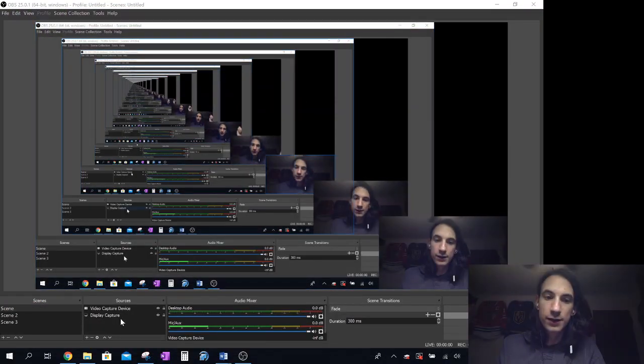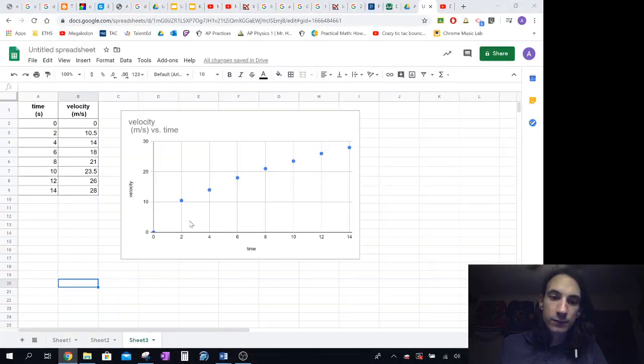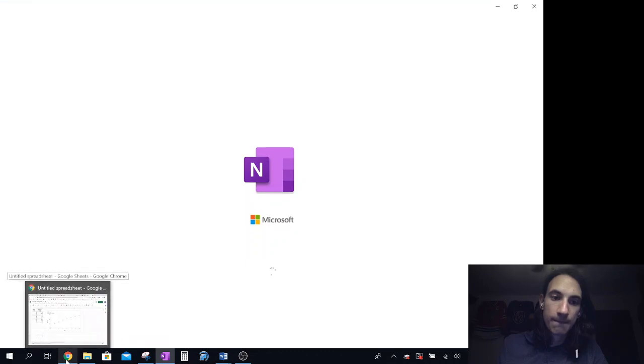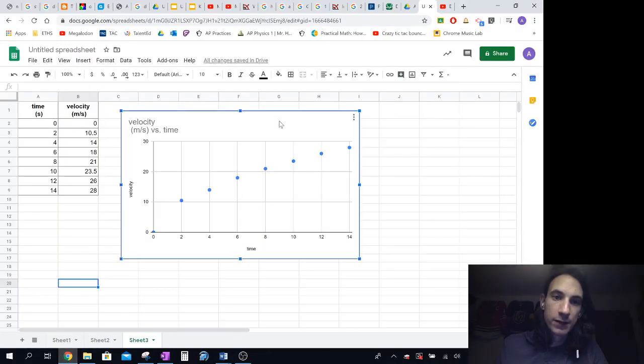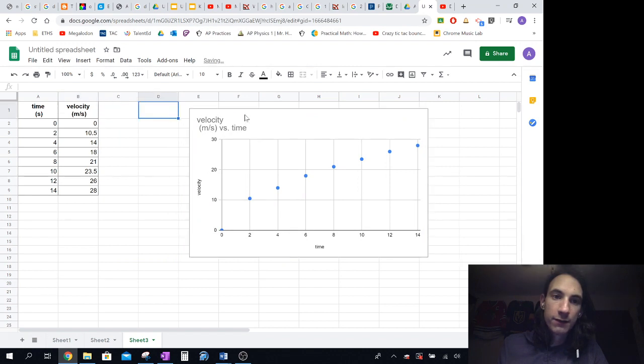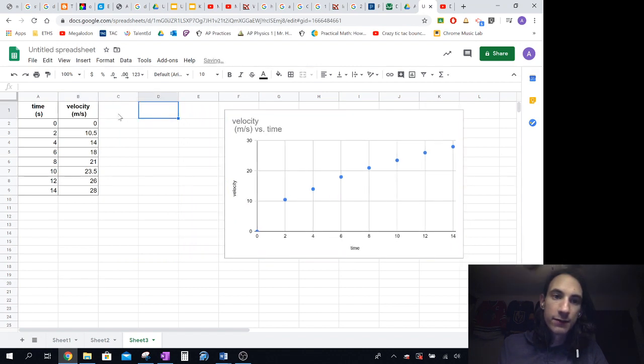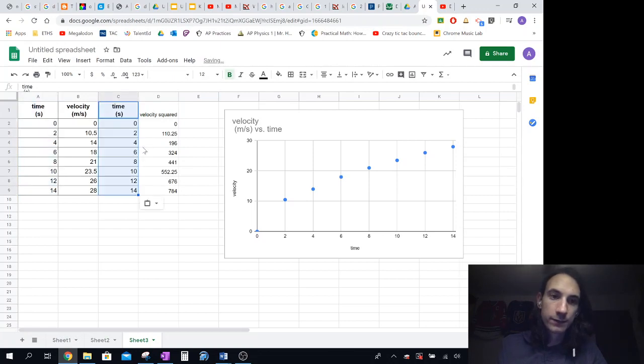Oops, I closed out a bit. That's okay. While that loads back up, we said that we want to graph velocity squared versus time. So let's try that out. Instead of velocity, we will be graphing velocity squared. And again, we'll just take these values and square them. We've squared all those values. We'll copy our time values, and let's try it out. Let's make this chart.